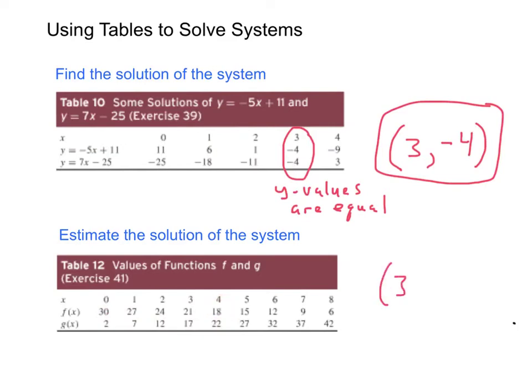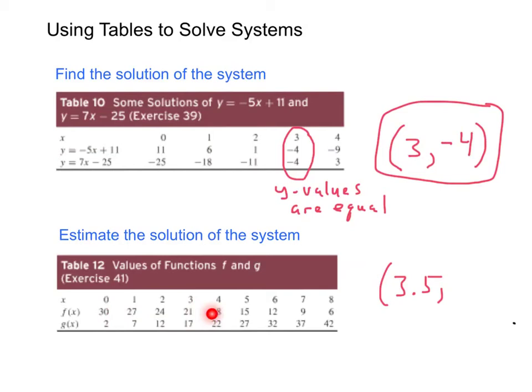So if we said 3.5 for the x, what do you think the y value would be at that point? Well, it's got to be more than 17, because it's got to be between 17 and 22. And it's also got to be between 18 and 21. So it could be 19, 20, something like that.